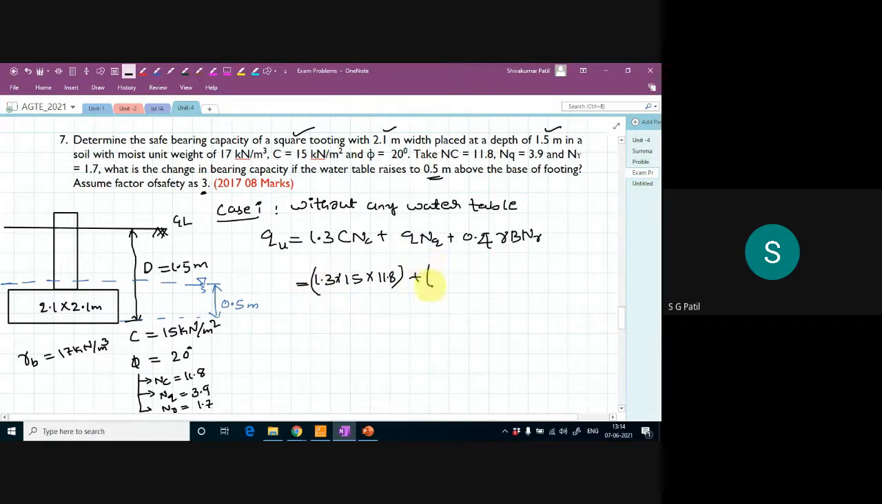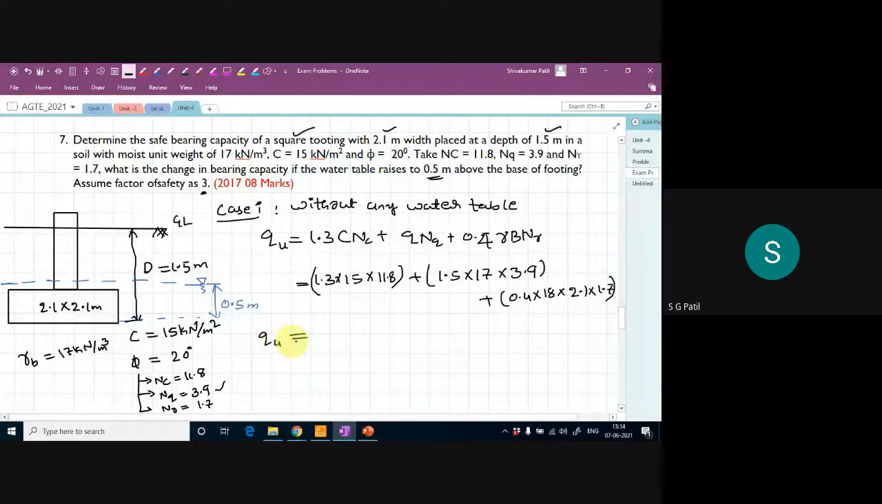Now second term. What is the second term? QNQ. QNQ is nothing but the depth times your unit weight. So depth is 1.5, 1.5 into unit weight, how much? 17. 17 into NQ is how much? 3.9. Plus, what is your third term? 0.4 gamma B, B is 2.1, into N gamma. N gamma is 1.7. So this is my third term. Now calculate how much you are getting.